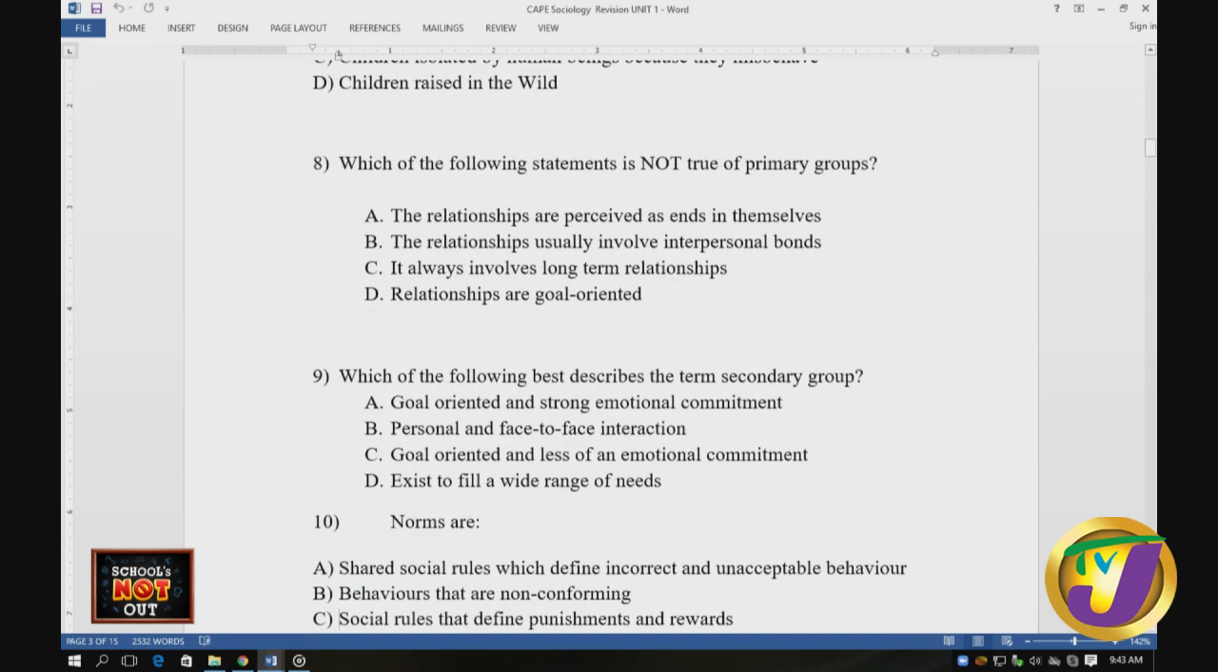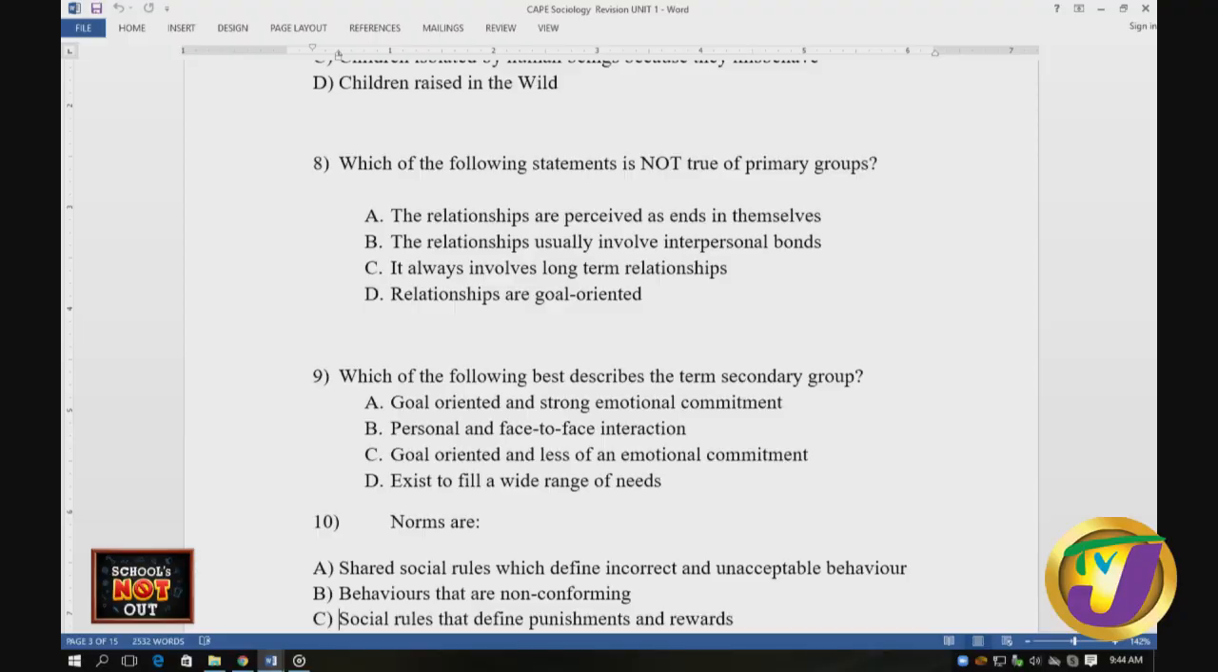Question 9: which of the following best describes the term secondary group? Again, you start to think of the characteristics of secondary groups. In your mind, they're going to give you some primary group characteristics, and you need to find the correct one that deals with secondary groups. So: goal-oriented and strong emotional commitment. You have to be careful, because part of the response can be correct and part incorrect. Whereas secondary groups are goal-oriented, strong emotional commitment is a primary group trait. Personal and face-to-face interaction, you can find that in secondary groups, but you find it more in primary groups.